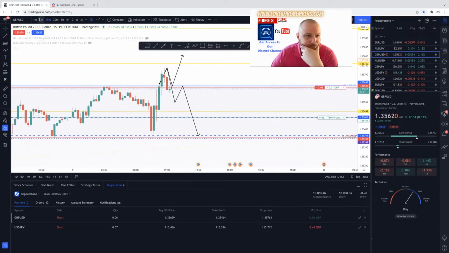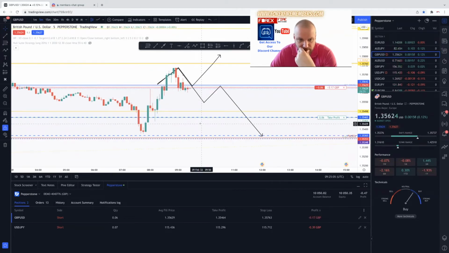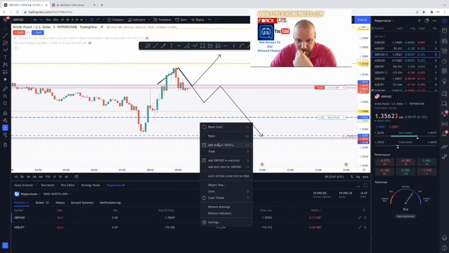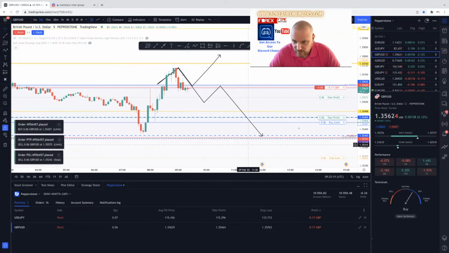Okay, we'll go down to a 5 minute. And I'm going to put a buy in here as well. Again, this is a bit risky, to be honest, but based upon my experience, I'm going to have a buy limit here. I've got a feel we're going to crash through the take profit area.